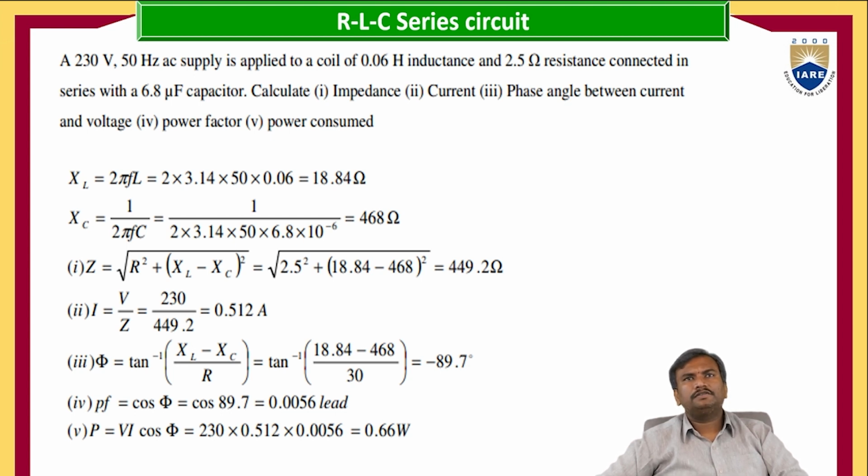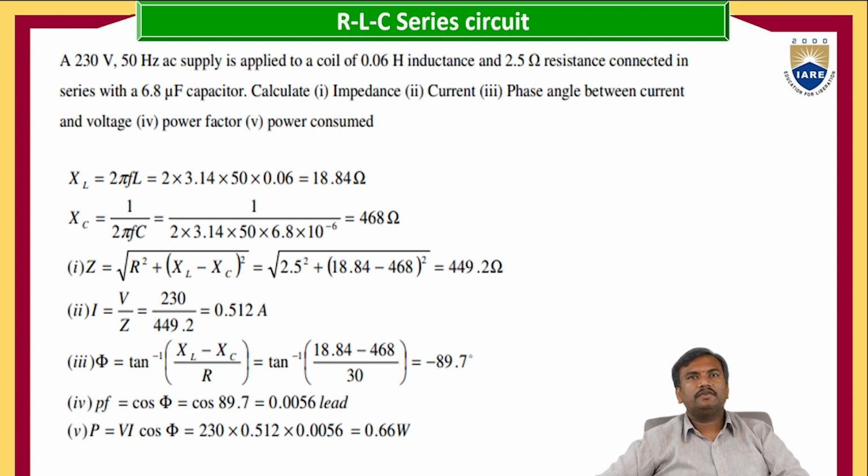A 230 volts 50 Hz AC supply is applied to a coil of 0.06 Henry inductance and 2.5 ohms resistance connected in series with a 6.8 microfarad capacitor. Calculate impedance, current, phase angle between current and voltage, power factor and power consumed. So here the given data is resistance, inductance and capacitance values, and voltage and frequency values are given.